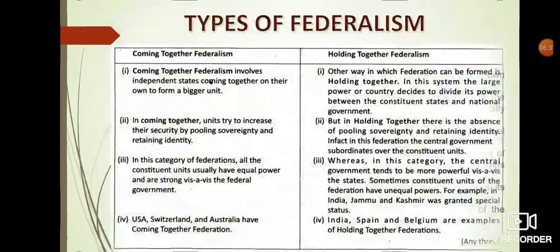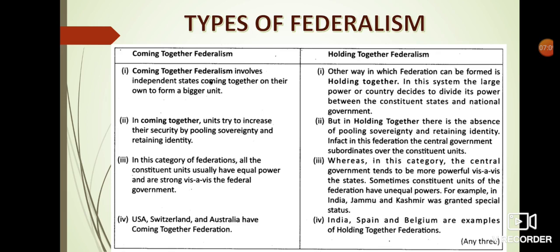Now let's move to the next topic of the chapter, that is types of federalism. Here we will see the two types of federalism: coming together federalism and holding together federalism. To understand these two, you can just make it in a simple way: coming together federalism. That means the areas which come on their own and combine, they come together on their own.